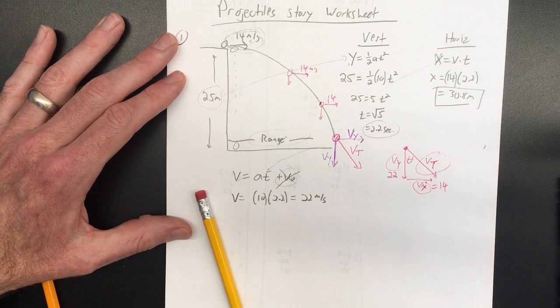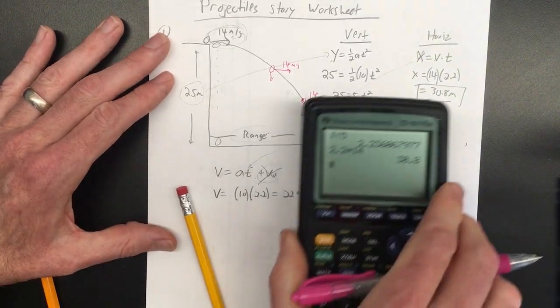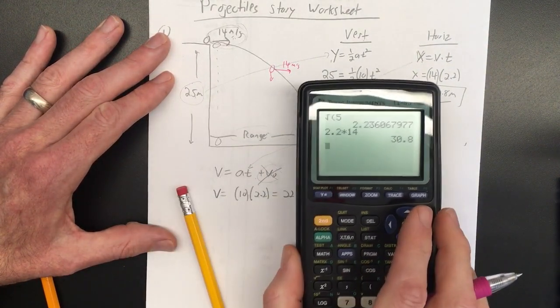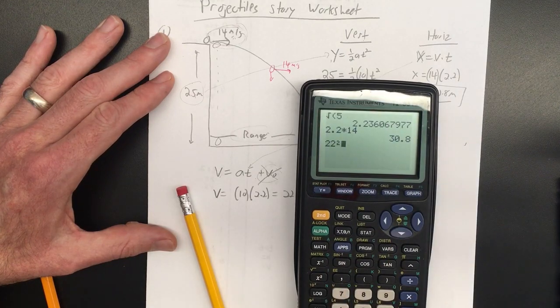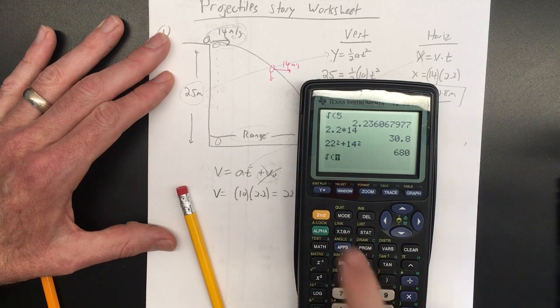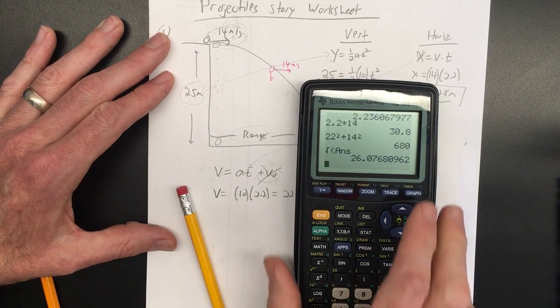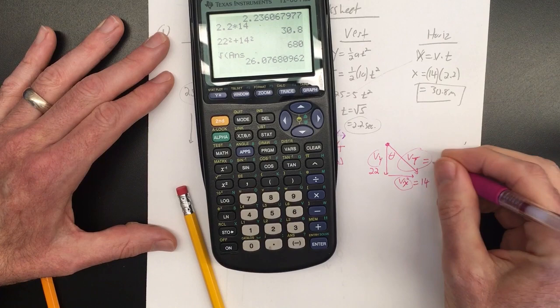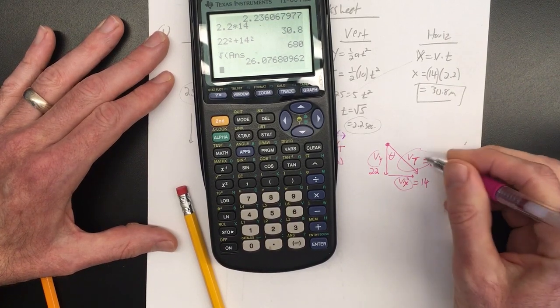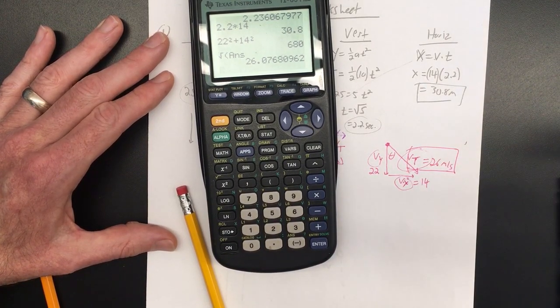Now to find the total, I just have to do the Pythagorean theorem. So that is going to be, what do I have, 22 and 14. 22 squared plus 14 squared, and then I take the square root of that, and I get 26 for my total velocity, 26 meters per second. So that's my total velocity right there.